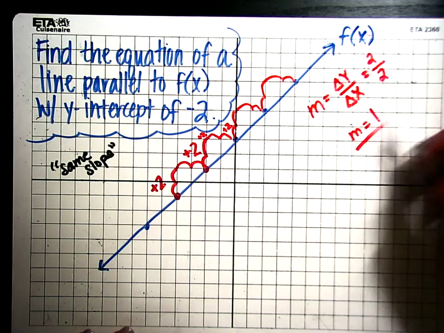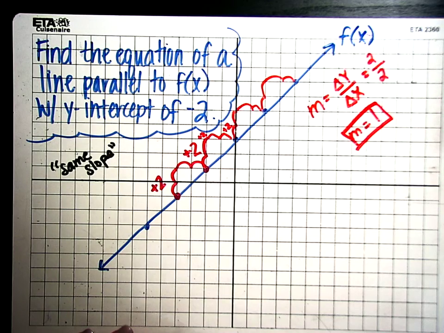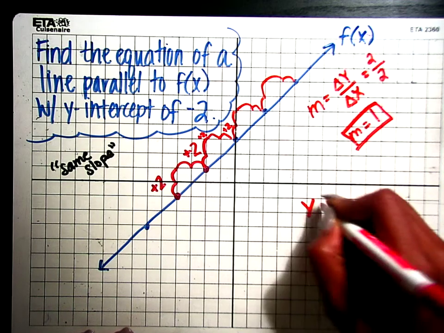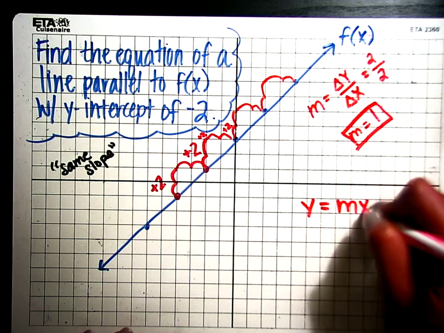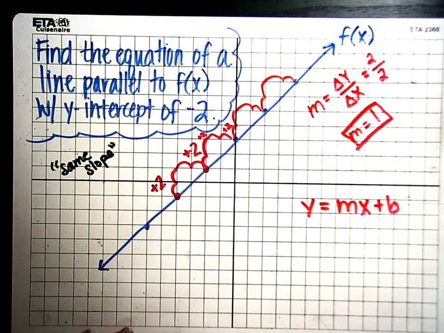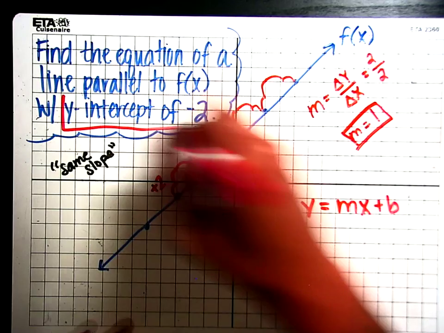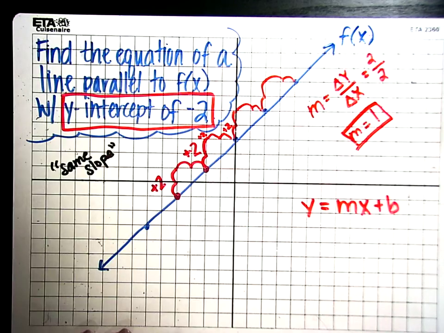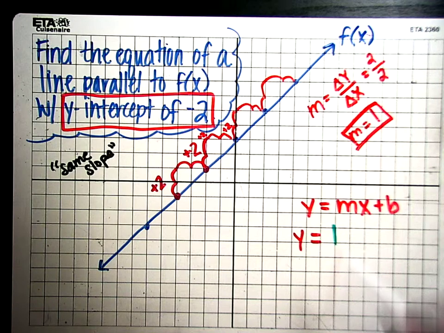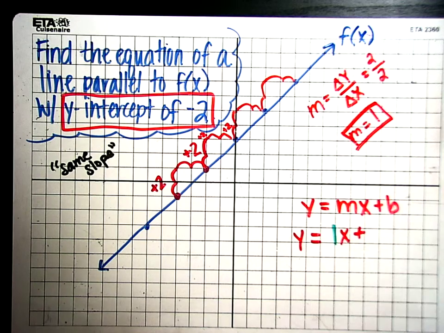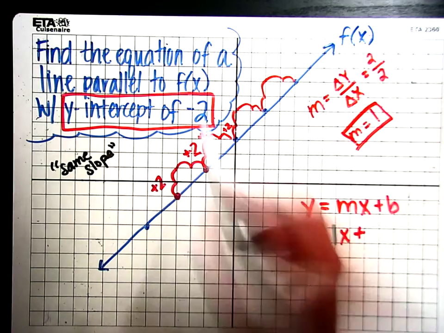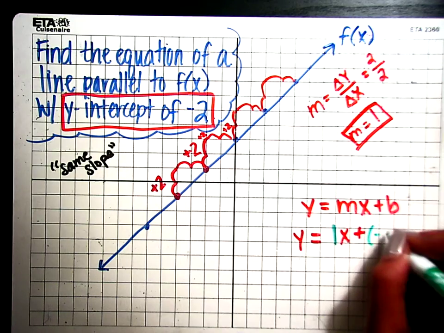So now that I know that my slope is 1, I can figure out what that equation to the parallel line is. Remember, all you need for slope-intercept form is your slope and your intercept. Luckily, in this problem, they told us what our intercept was. So now, plug in the values. So plus, and we figured out that b, actually they told us that b, is -2.